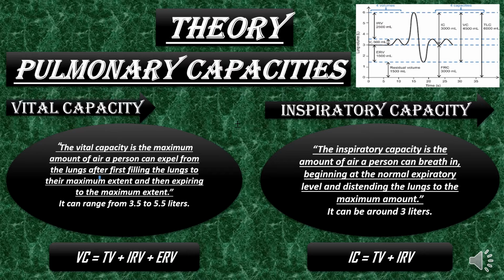Moving towards the next slide, now we will discuss lung capacities. We will start with vital capacity. Vital capacity is the total amount of air that can be expelled from the lungs after taking the deepest possible breath. It ranges from 3.5 to 5.5 liters.